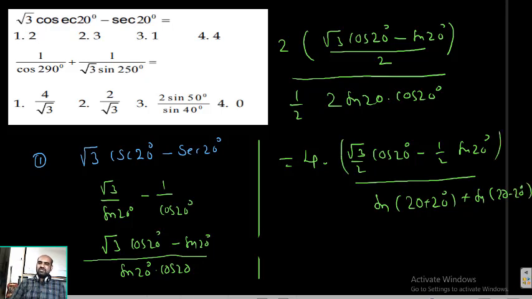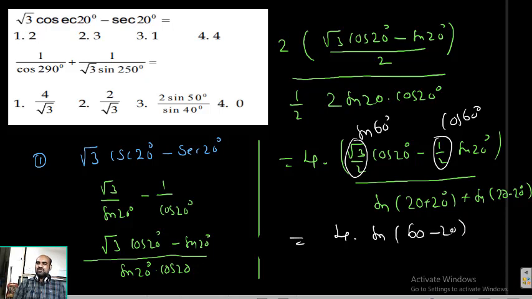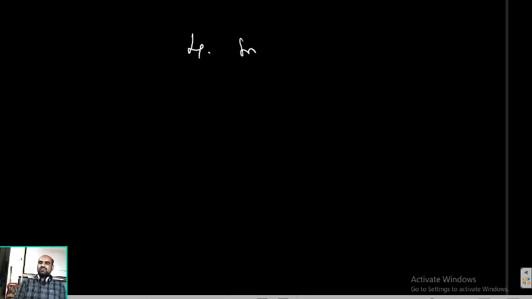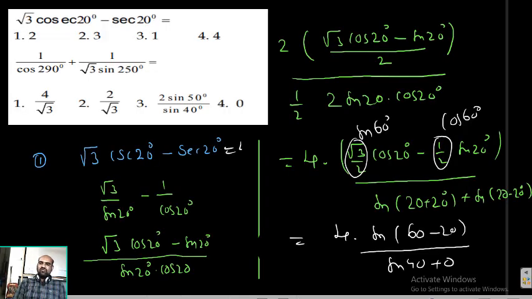Okay, so this is sin 60, this is cos 60, and this is in the form sin A cos B minus cos A sin B, that is sin of A minus B. So 4 into sin of 60 minus 20 by sin 40 plus 0. On the next page I will write: so what you got, 4 into sin 40 by sin 40. So finally what you got is 4. So the value of this expression is equal to 4. Now I can say my option is the fourth option.